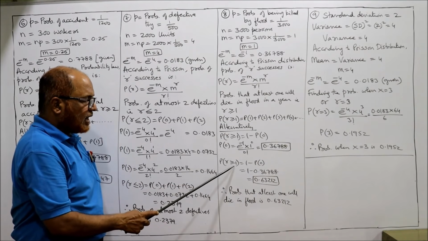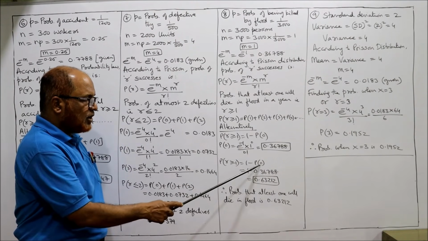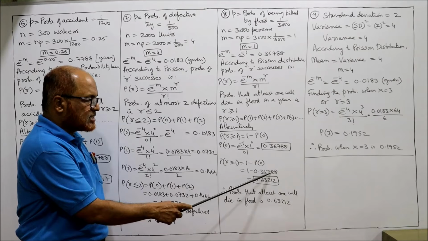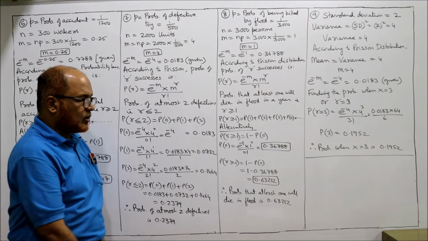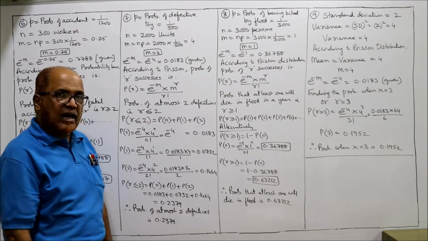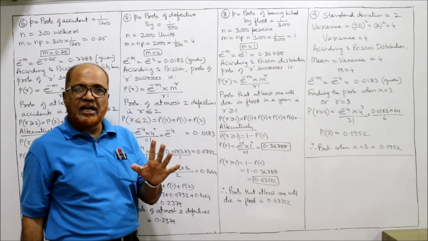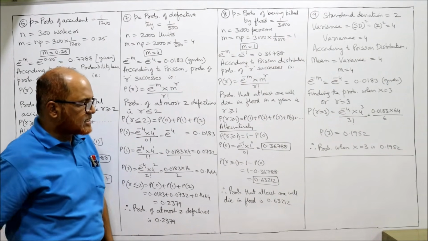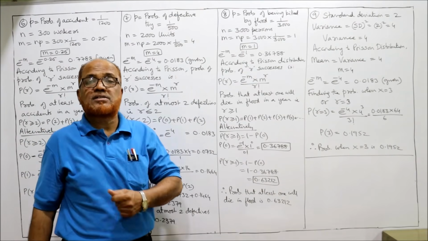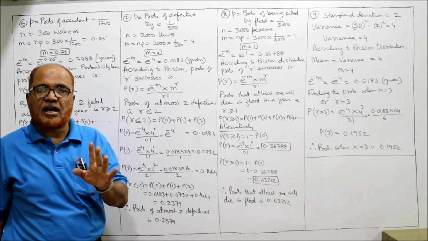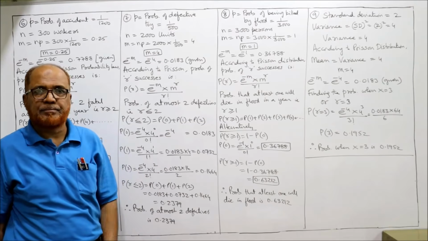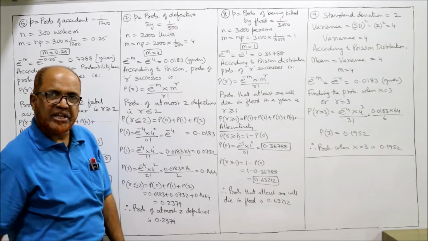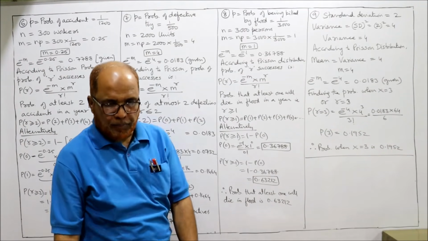तो P of R greater than equal to 1 is equal to 1 minus P of 0. 1 minus 0.36788, 0.6321. So probability that at least one person will be killed in the flood in the whole village is 0.6321. 60% चांस है कि कम से कम एक आदमी, मिनिमम 1, will die in flood. That's it. This is 8th problem.